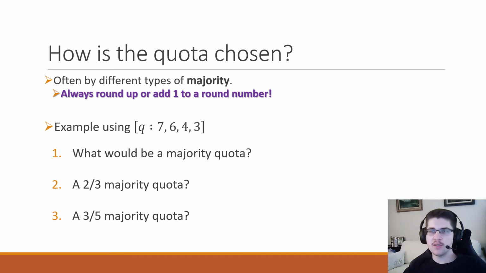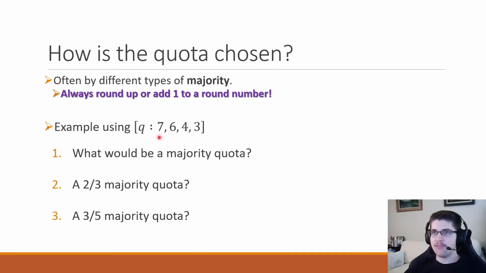But let's say we're looking at a fresh example where we have four voters, with votes 7, 6, 4, and 3, and the quota is unknown. And let's say that this was a real situation where we have four people that all own parts of a business based on shares or something. And we want to pick a good quota so that we can make a decision without running into too much trouble.